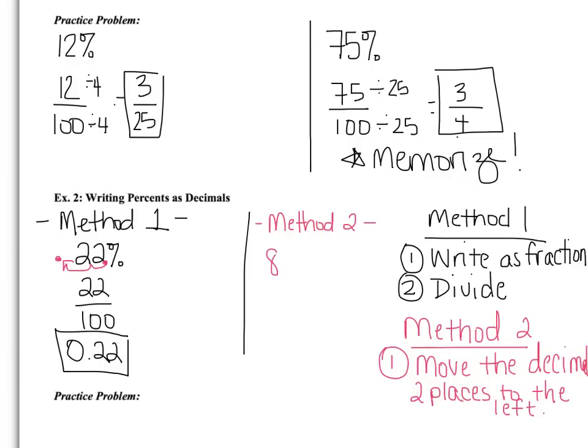So let's do another example with method 2. Here I have 8 7/100%, and I need to write that as a decimal. So I'm going to take that decimal place and move it two places to the left. Add in my 0. So my answer is 807/10,000ths. Now once I've converted it to a decimal, I don't need that percent sign anymore. And that's our answer.